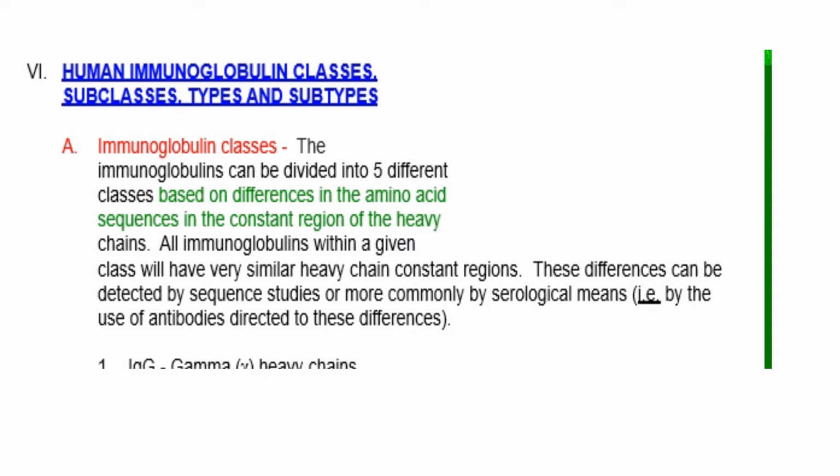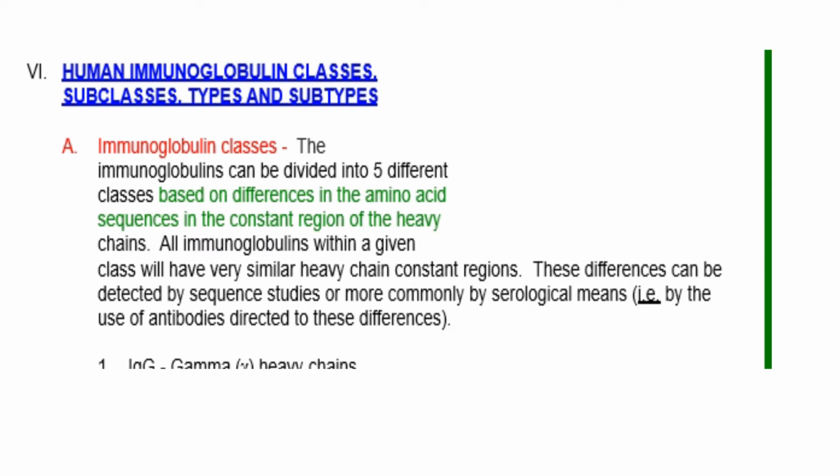Only the classification depends on the constant region. All immunoglobulins within a given class will have very similar heavy chain constant regions. These differences can be detected by sequence studies or, more commonly, by serological means, I mean by the use of antibodies directed to these differences.